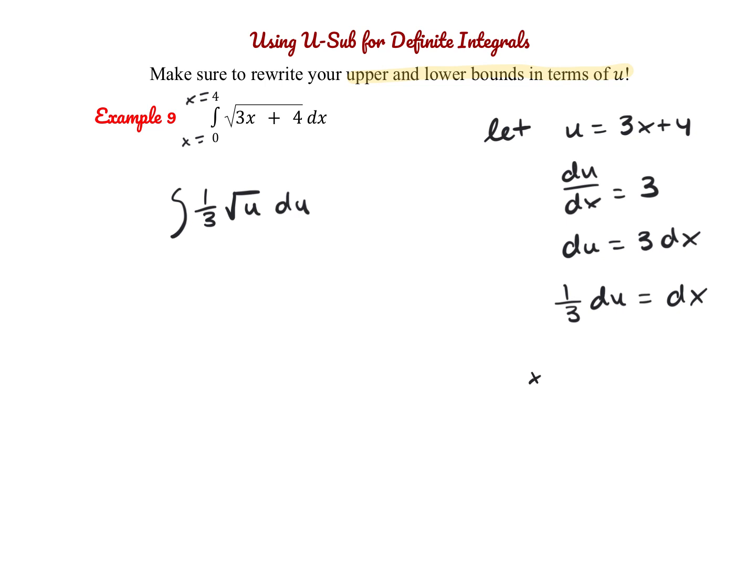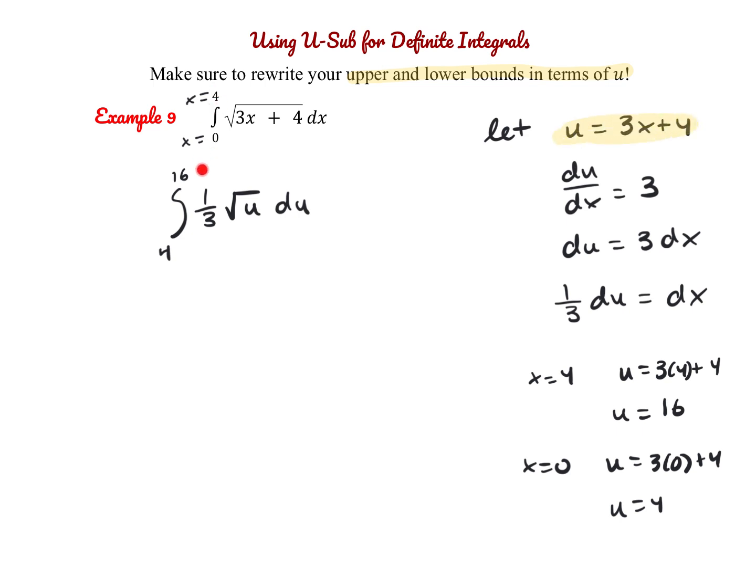So if x equals 4, then u equals 3 times 4 plus 4, so u equals 16. So that's going to be our new upper bound. And if x equals 0, then u equals 3 times 0 plus 4. So u equals 4. So now it's going to be from 4 to 16. So again, we use this to help us adjust our upper and lower bounds once we rewrite everything in terms of u. So to help us evaluate this, I'm going to move our constant out front.